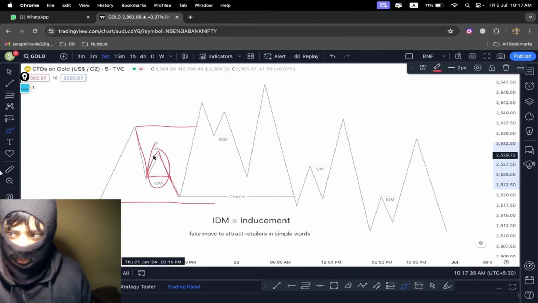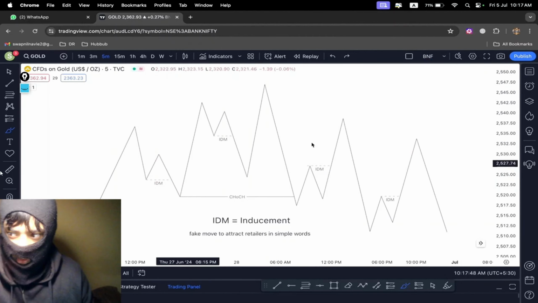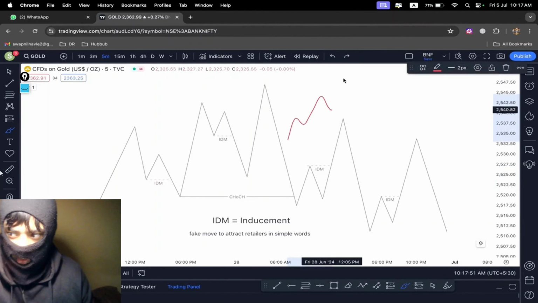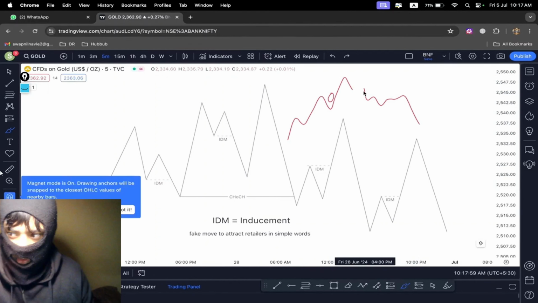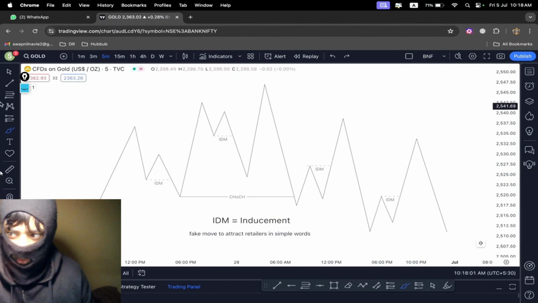Don't forget this, brother. If you forget this, if you don't master this, then your SMC learning is useless. Understand the IDM. So, the IDM is very important. Where does the IDM occur? It occurs just to the left of the CHoCH or the BOS. Okay, if you want to do it in an uptrend, you have to look to the left. If you want to look at the CHoCH or the BOS in a downtrend, you still have to look to the left. Just understand that for an IDM, you have to look to the left, not the right.